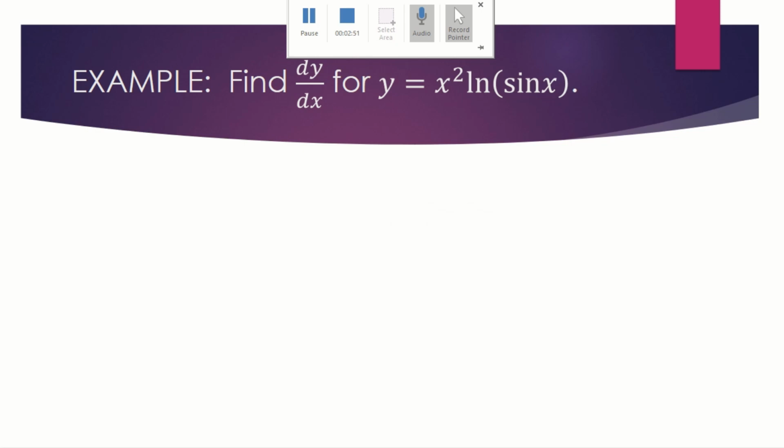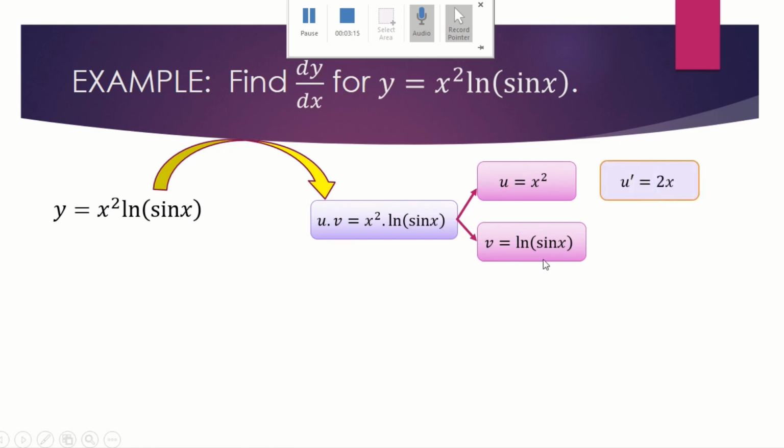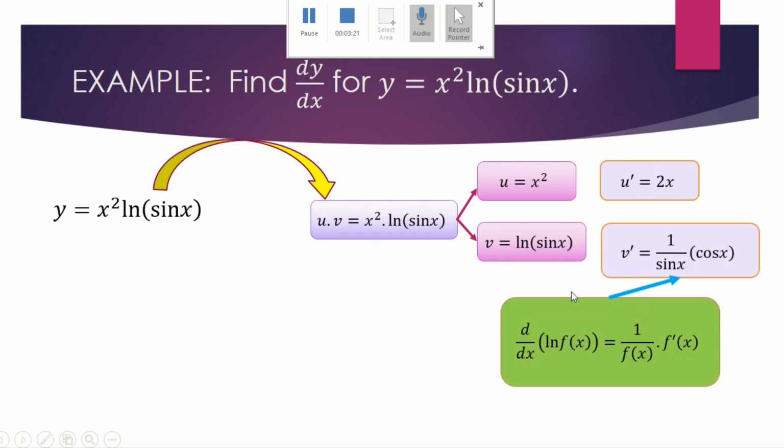In the second example, we want to find dy dx for x squared multiplied with ln sin x. Y is equal to x squared ln sin x is in the form of u times v, where u is x squared and v is ln sin x. Differentiate u, we get u prime is equal to 2x, and to differentiate v, ln sin x, we need to use the chain rule. Differentiate ln f(x) is equal to 1 over f(x) times f prime x, and thus we get 1 over sin x times cos x.